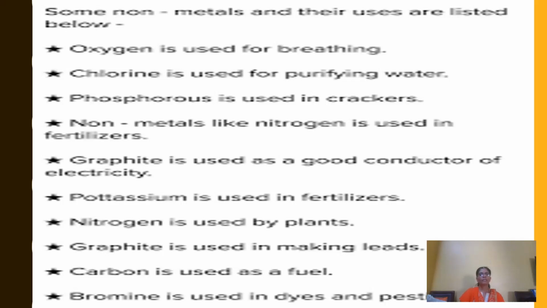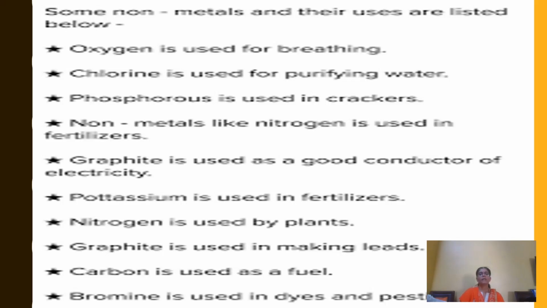Carbon dioxide is used by plants for making their own food. And next, the non-metal chlorine. Chlorine is used for purifying water, chlorination. This we also learned in 7th standard, for purification of water in a water treatment plant. That process of chlorination uses chlorine to purify water. And next is phosphorus. Phosphorus is used in making crackers. So the non-metal sulfur is used in the tip of the matchstick, and phosphorus is used in crackers.